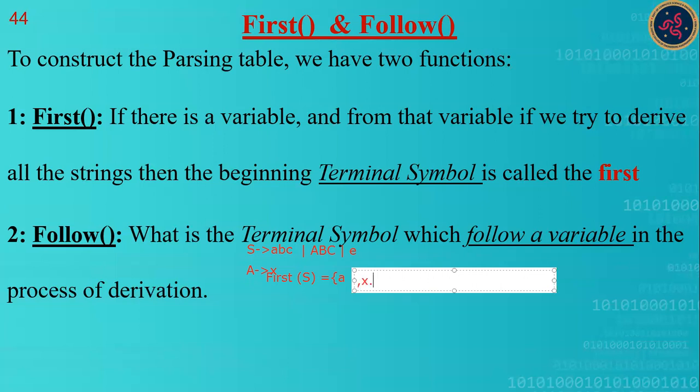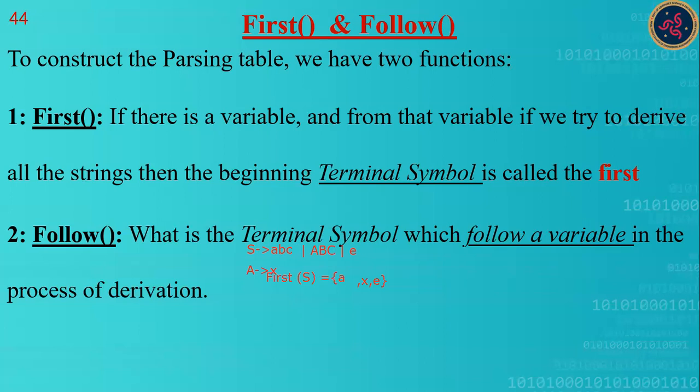Again, there is another production, S gives epsilon. So epsilon can also be the first symbol for this particular production. So the first of S can have epsilon also. This is how you can find the first of a particular non-terminal. Anyway, we can see it in detail when we see an example, in the next slides.